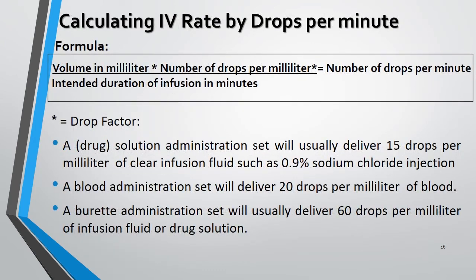The formula mentioned here is for calculating IV rates by drops per minute, which is the volume in milliliters multiplied by the number of drops per milliliter, divided by the duration of infusion in minutes. That gives the number of drops per minute. A drug solution administration set will usually deliver 15 drops per milliliter of clear infusion fluid, such as 0.9% sodium chloride injection. 20 drops is set for administration of blood. Similarly, 60 drops is set for burette administration of drug solution.